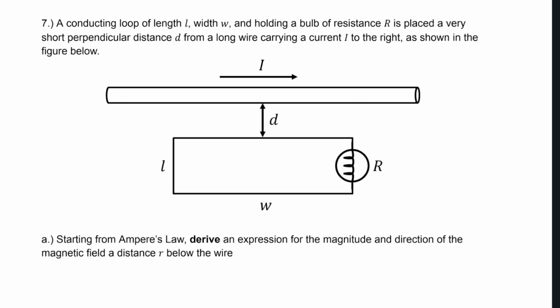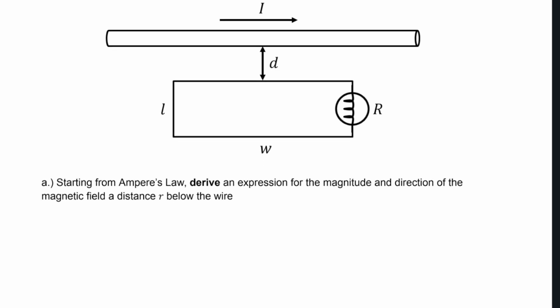All right, a conducting loop of length L and width W, holding a bulb of resistance R, is placed a very short perpendicular distance from a long wire. We'll see this question so many times, this setup of a loop near a wire. So first, old stuff. Starting from Ampere's law, derive an expression for the magnitude and direction of the field caused by the wire.